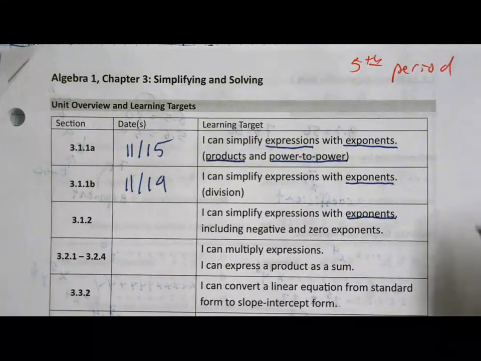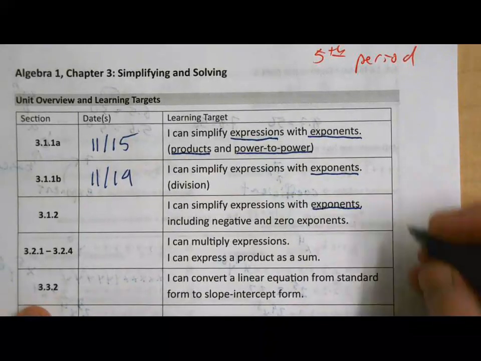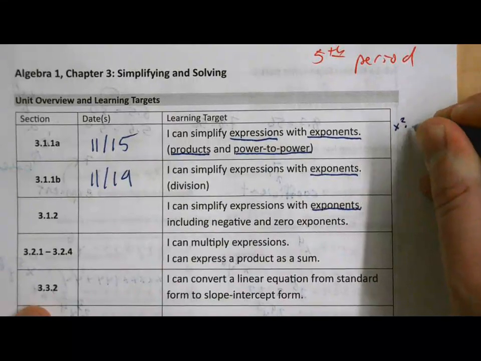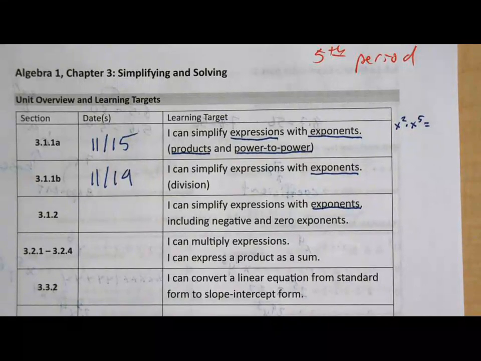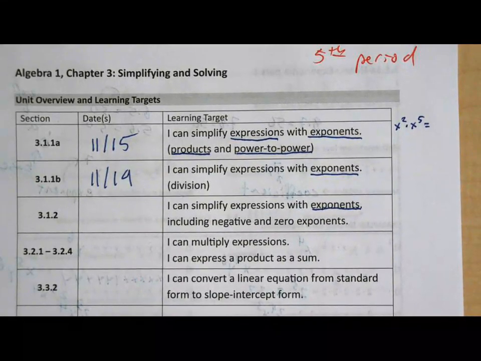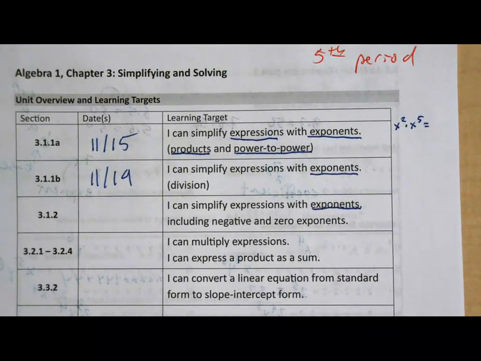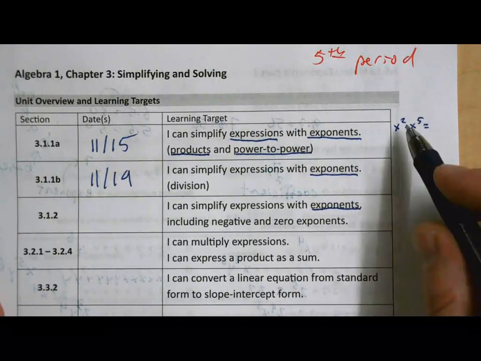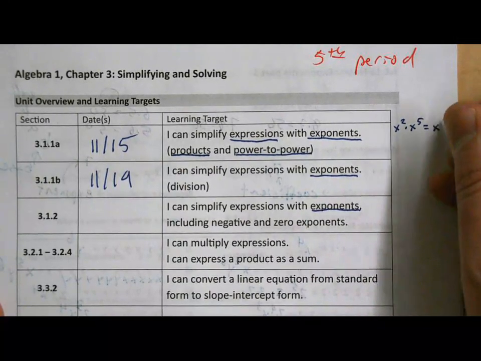I'm just going to write down some quick notes off to the side here to help us remember what those two things were. Products would be something like if I had x to the second times x to the fifth, what would that be? Would we add the 2 and the 5, or would we multiply? Add or multiply? Which one, Miles? What would I do with this 2 and 5? Would I add or multiply? Add them. So that would be x to the 7th.